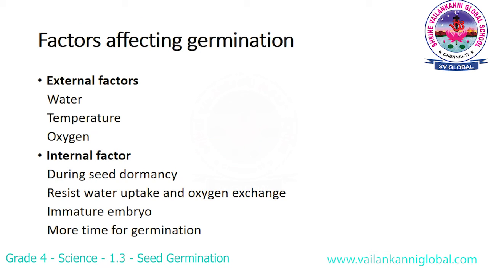Factors affecting germination. There are some factors that affect seed germination. These include external factors and internal factors. In external factors, let's see water, temperature, oxygen. In water, a poor or excessive supply of water affects seed germination. Temperature. This affects the growth rate as well as the metabolism of the seed. Oxygen. Germinating seeds respire vigorously and release the energy required for their growth. Therefore, deficiency of oxygen affects seed germination.